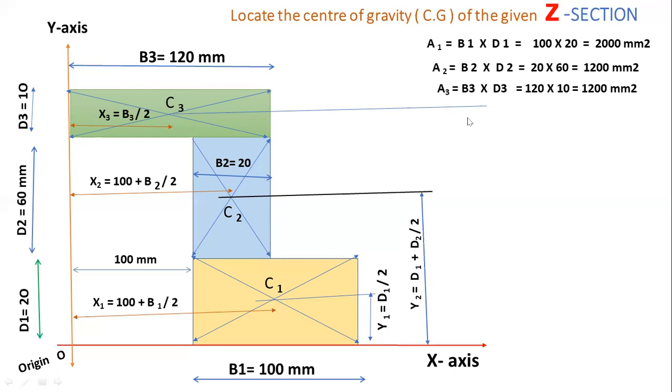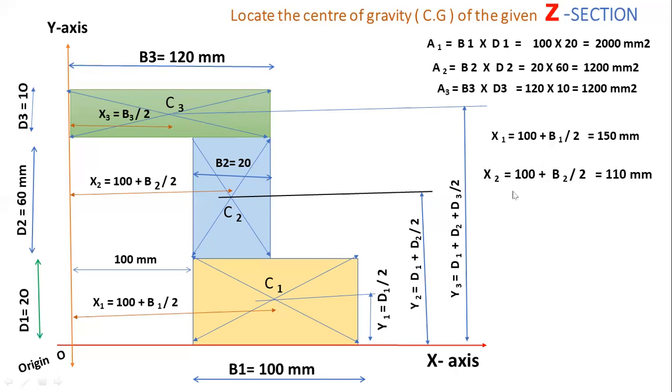In a similar way, y3 is the distance of centroid C3 from the x-axis. So y3 equal to the height of the bottom rectangle plus the height of the second rectangle plus half of the height of the third rectangle. So D1 plus D2 plus D3 by 2. Okay. Now here x1 equal to 150 mm, x2 equal to 110 mm, x3 equal to 60 mm.